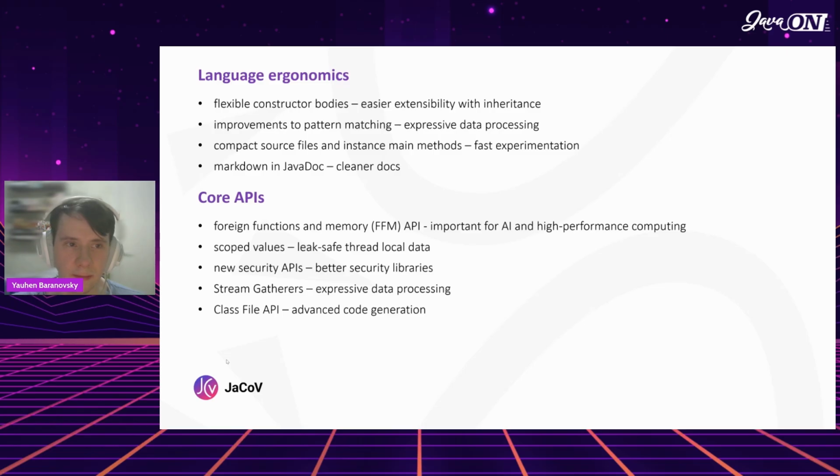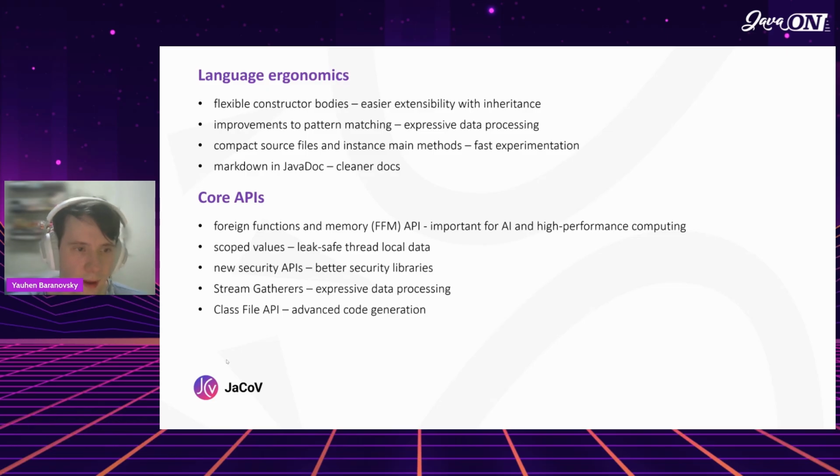Next, we have some improvements to pattern matching. So this is for efficient data-oriented programming. I believe Oracle has a series of blog posts related to that concept. Then we have compact source files. I demonstrated an example as well. And also we have support for Markdown in Java documentation, which allows us to write some well-formatted comments for our code.